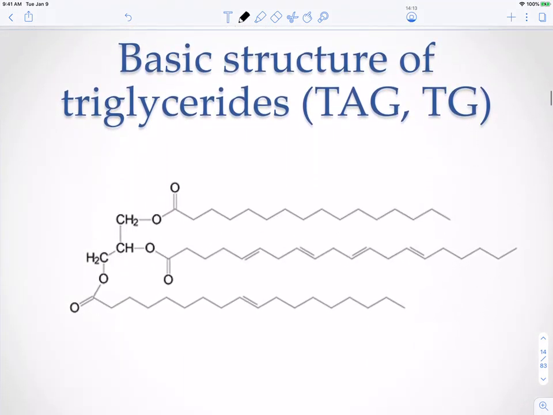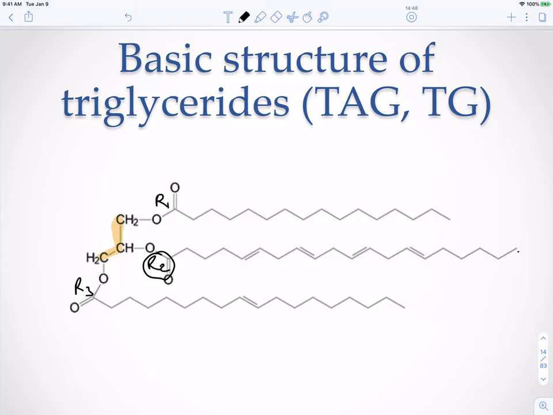Let's just talk a little bit about the basic structures of most of our common fats. So we have our triglycerides, our TAGs. These are going to be, of course, our stored form of fatty acid. And we have our R groups. So you have your R1, R2, R3. And so these are going to be stored. And again, if this is in the membrane, what's going to be common for this R2 is to be our omega-6 fatty acid.